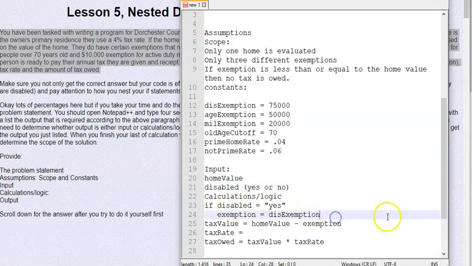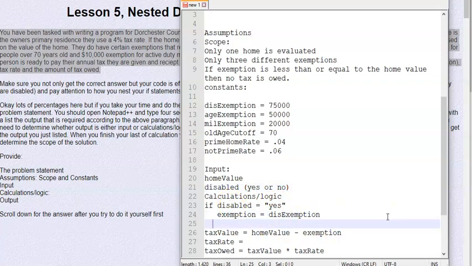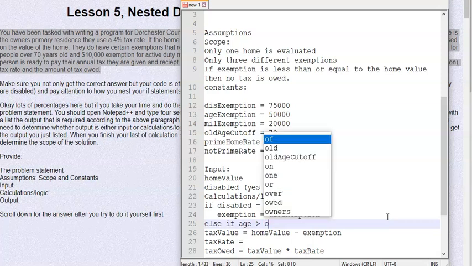So the question is, what would be the next one we do? And the next one would be the next highest one. So we want to use else if. So else meaning they're not disabled, let's see if the next one is age. If age is greater than the old age cutoff.